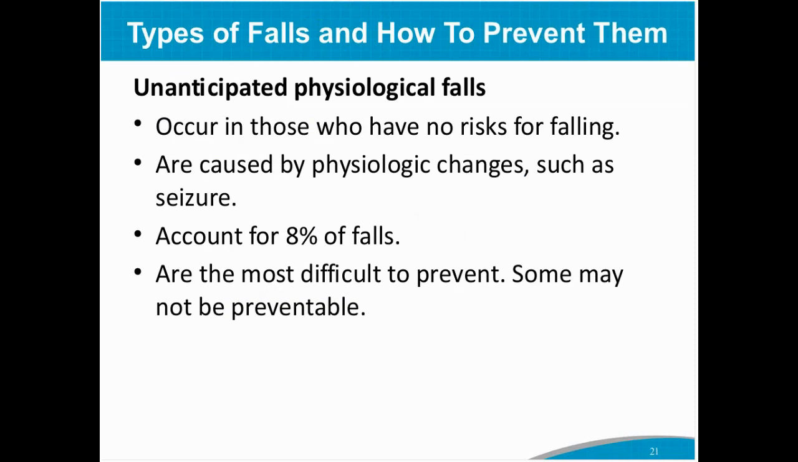The second type of fall are unanticipated physiological falls. Now, these are falls that occur in patients who have no risks for falling, and they're caused by physiological changes that can't be predicted, such as a seizure. Unanticipated physiological falls account for about 8% of falls, and these are the most difficult to prevent. Some may not be preventable.